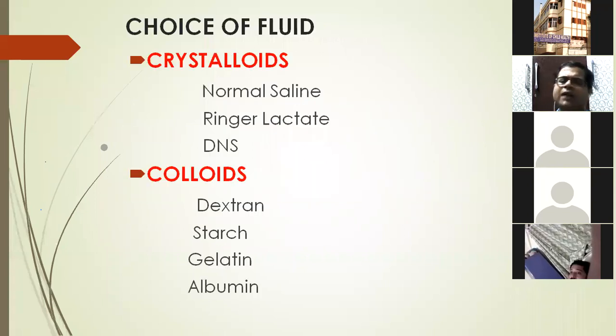So, what do we do in our case? Our patient is hemodynamically stable. There is no severe blood loss, only mild nasal bleeding and gum bleeding. So, what will I do? First thing, I will try to stop the bleeding by local applications.